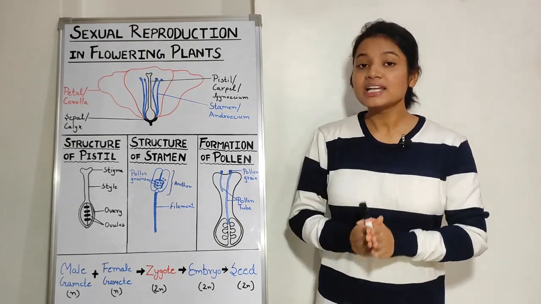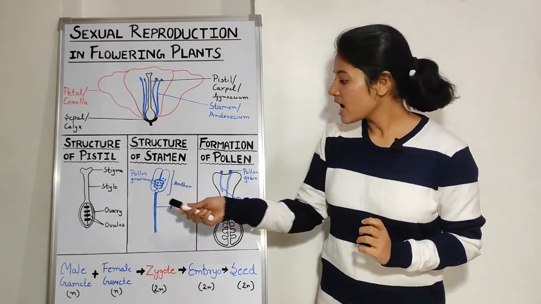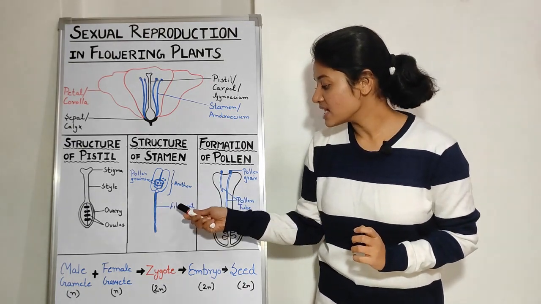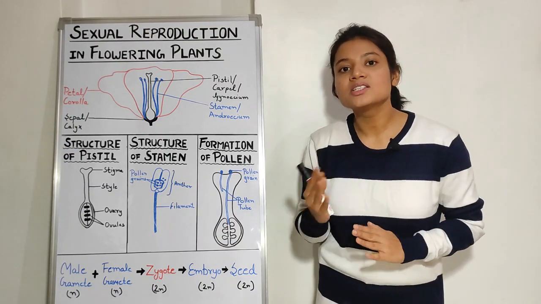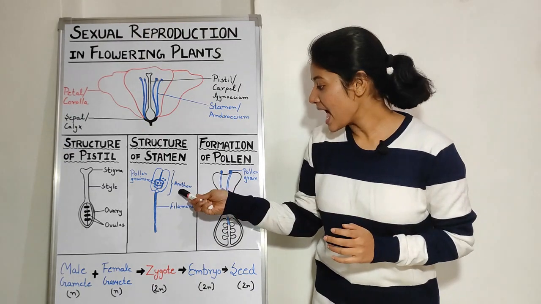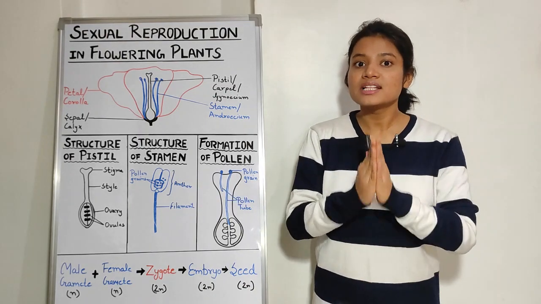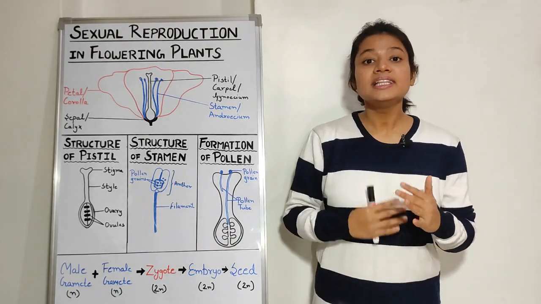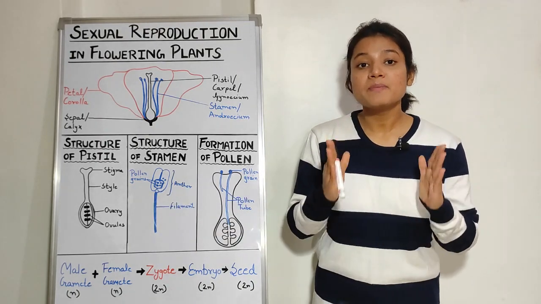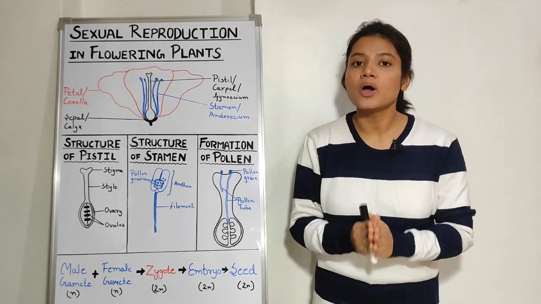Now, if we look at the structure of the stamen, it mainly consists of a long stalk, which is known as filament, and at the tip of the filament a bilobed structure is present, which is known as anther. Inside this anther, a special type of cells are also formed, which are known as pollen grains. Inside the pollen grains, the male gamete is present, and these pollen grains are also haploid cells.